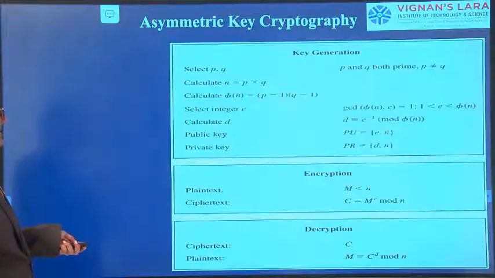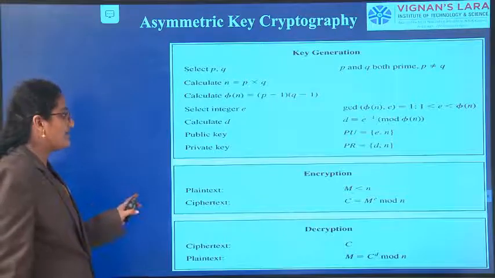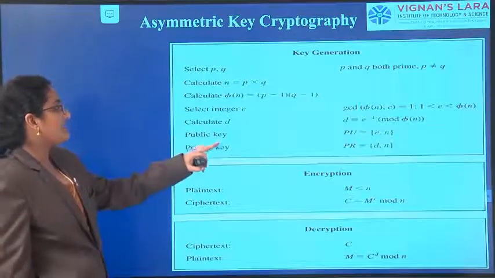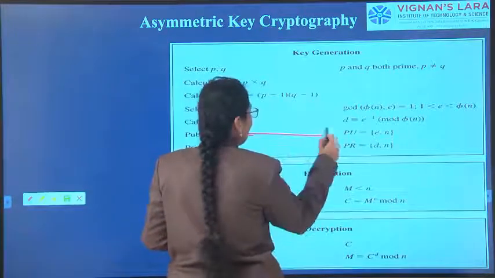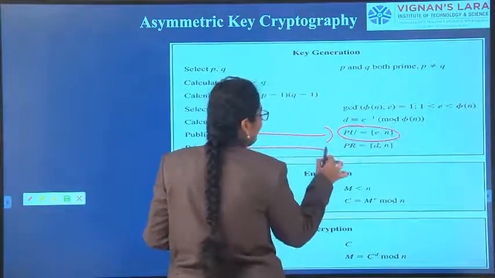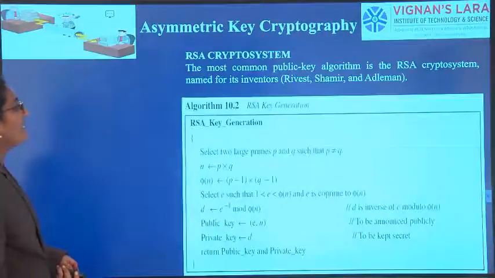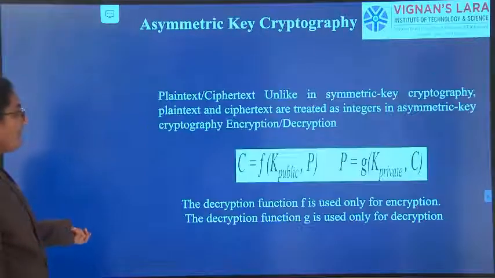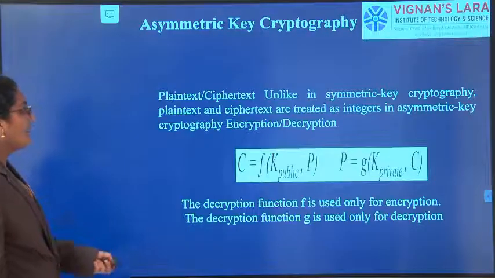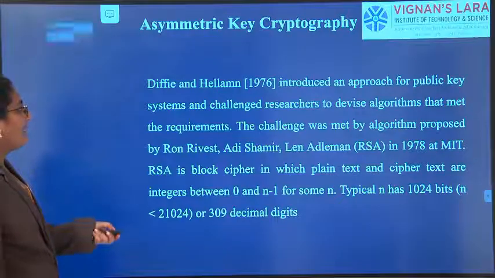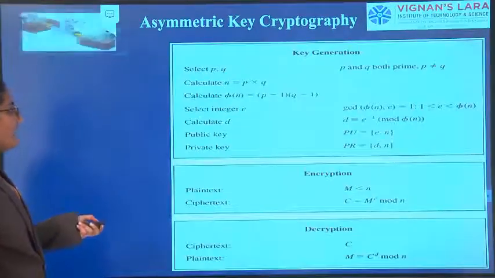This we already discussed. So key generation, encryption, decryption we already discussed. The public key is E comma N, you can see here. So the public key is PU equals E comma N, the private key is PR equals D comma N. So the same points we are repeating in every algorithm. What we have discussed in the introduction, same formula, same concept, we are implementing in the RSA algorithm in 3 steps: key generation, encryption, decryption.